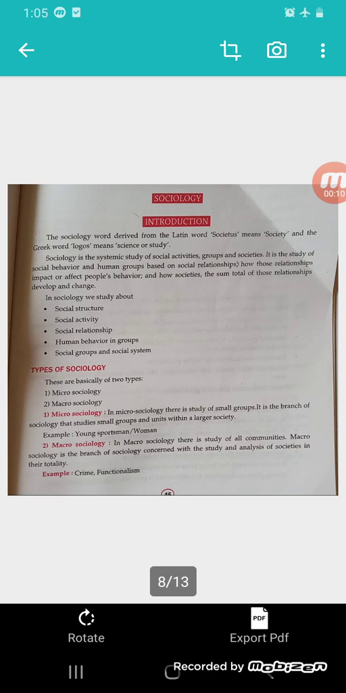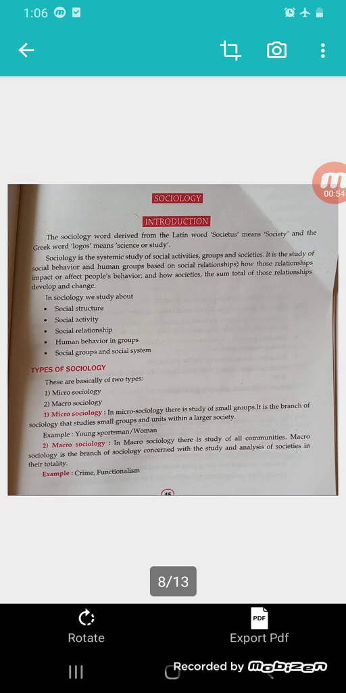Sociology is derived from the Latin word societas, meaning society, and logos, meaning study. Sociology is a systematic study of social activities, groups and the society. It is a study of social behavior and human groups based on social relationships. In sociology, we study social structure, social activity, social relationships, human behavior in groups, social groups, and the social system.